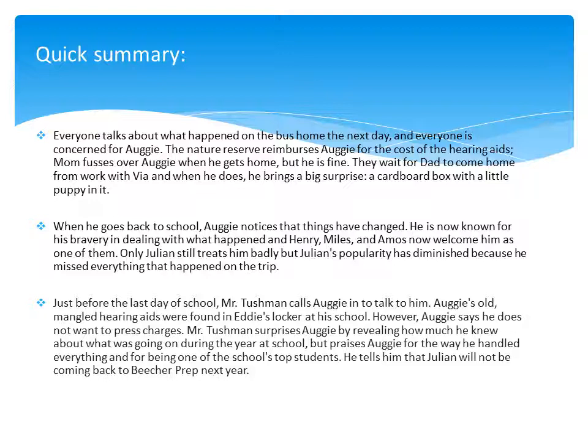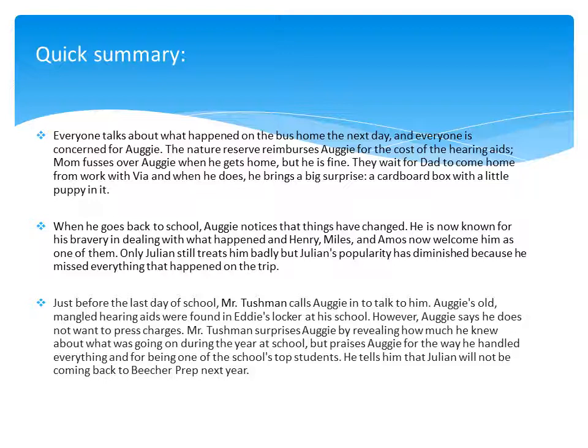Now, the next day, when Augie goes back to school, he notices that things have changed. So that's why the chapter is called The Shift, because there's a shift in the attitude of people towards Augie. So now Augie is known for his bravery in dealing with what happened, and Henry, Amos, and Miles now welcome him as one of them. They're friendly to him. They call him the little dude. And only Julian treats him badly. But Julian's popularity has diminished because he missed everything that happened on the trip.